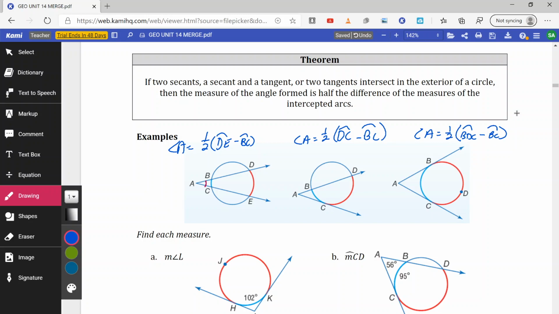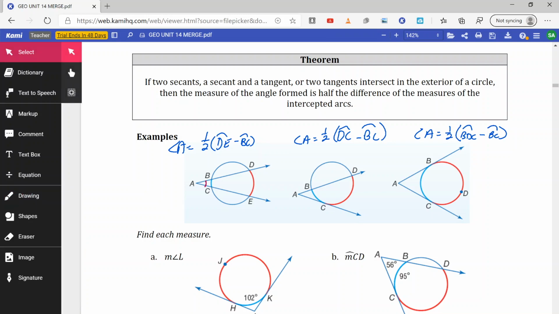Again, the point of intersection creates the angles. And if the point of intersection is on the inside, the angle measurement is going to be half of the sum of the intercepted arcs and the arc with the vertical angle as well. So this one, we need to find the different angle measurements.